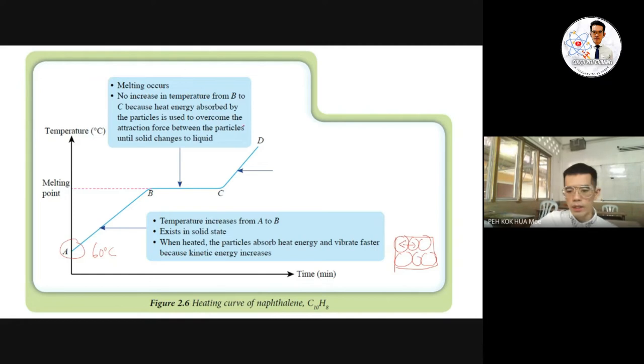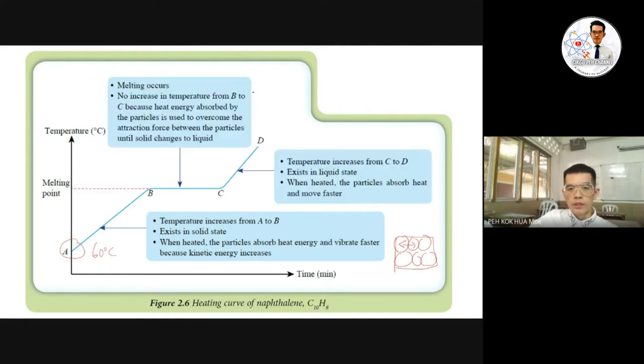And at C to D, you can see the temperature increases. As I mentioned just now, when the temperature increases, that means the kinetic energy of the particles increases. So now, as the attraction is already overcome, the heat energy provided is absorbed by the particles and they are able to move faster.